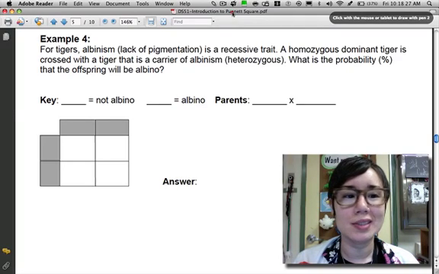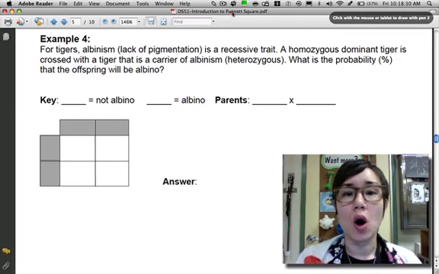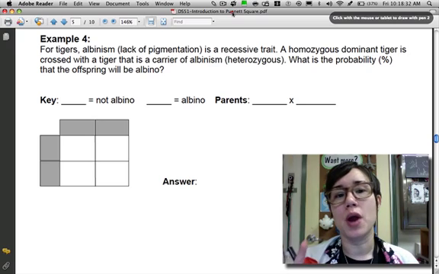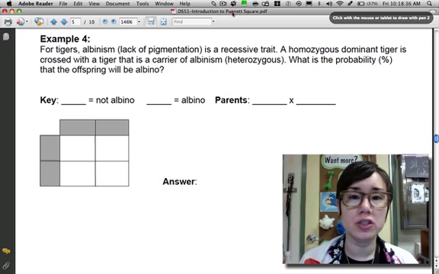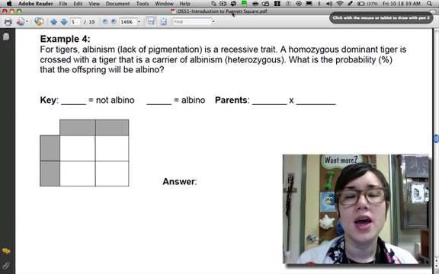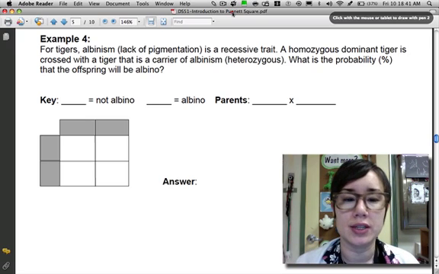All right, let's talk about example number 4. Again, we're going to think about all of the steps. Number 1, hammer out, which means using test-taking strategies. Number 2, create a key. 3, find your parents. 4, do the Punnett square cross. And then number 5, the last thing that we're going to do is answer some questions.